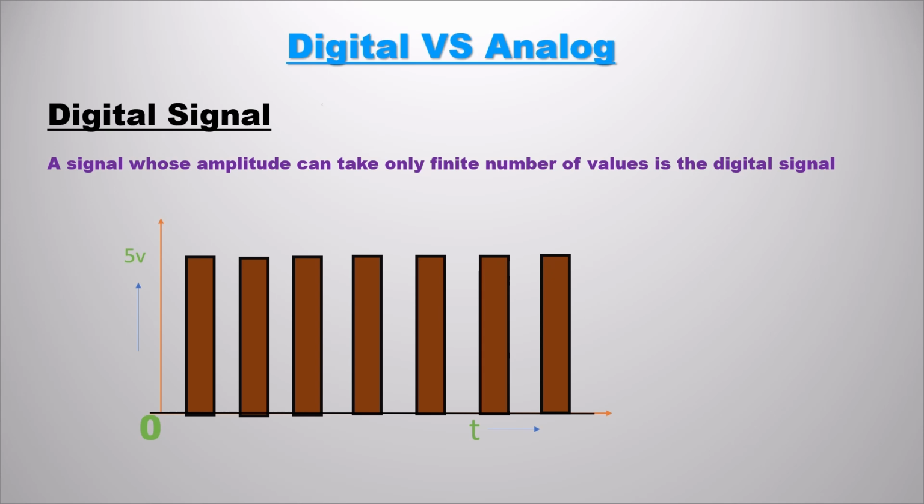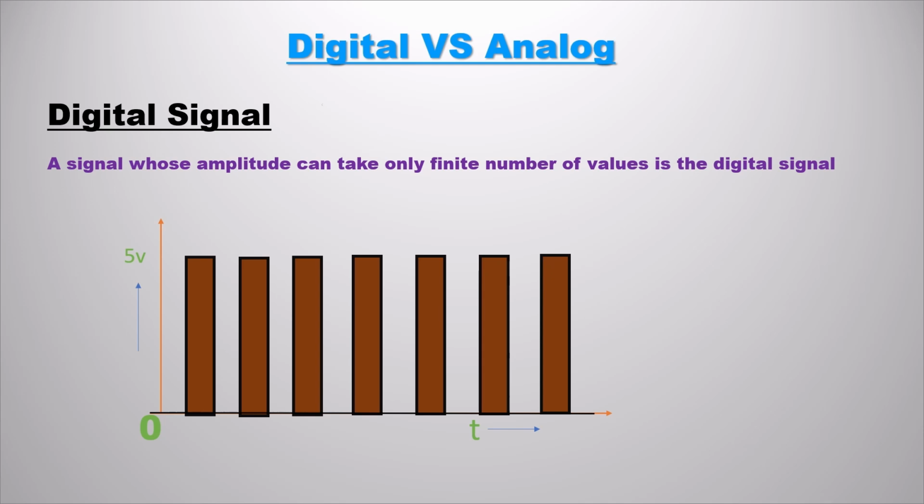A signal whose amplitude can take only a finite number of values is a digital signal. As you're seeing there, it's not a bar, it's a square graph, like a square pulse. It starts with 0 and moves up to 5 volts and again comes to 0. 0, 5, 0, 5, 0, 5. So this is the square pulse wave, and it accepts only two values, 0 volt and 5 volt.